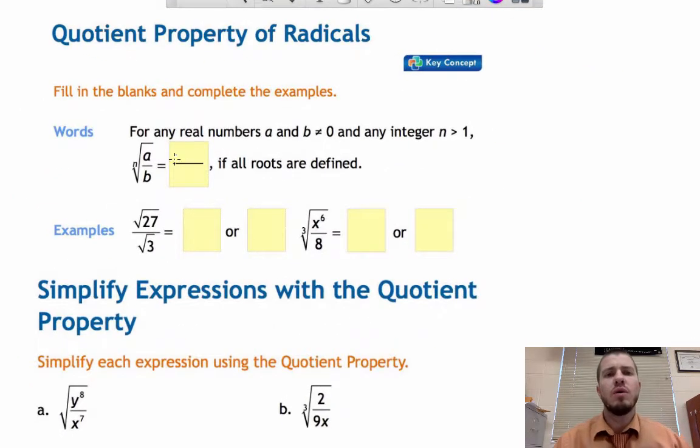So this rule, the quotient property, says the nth root of a divided by b, you can separate into the nth root of a divided by the nth root of b. Basically the same thing as the other one. When you're multiplying things inside of a radical, they can be separated into two radicals. Same thing with division, they can be separated. And it works both ways.